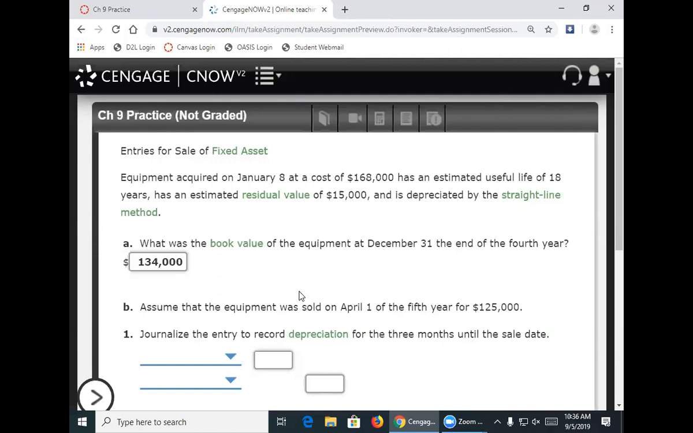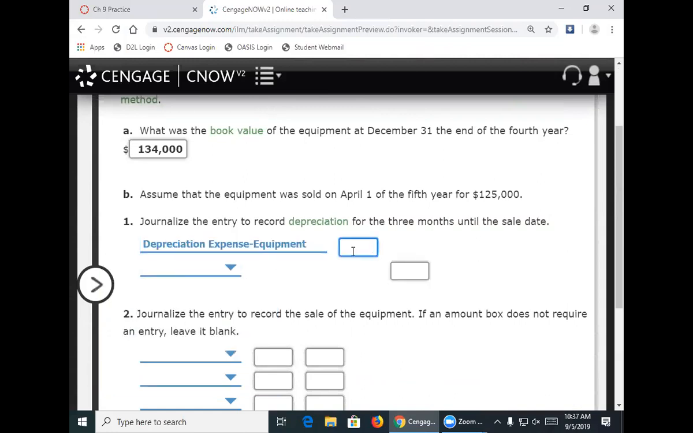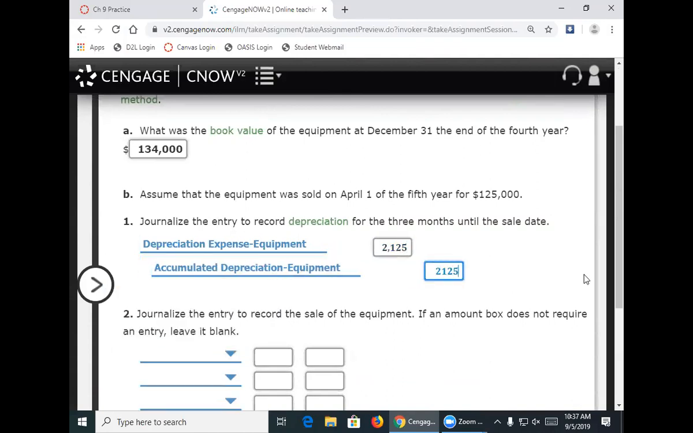So we're going to record that 3 months of depreciation. That's just a standard depreciation expense of 2,125, and accumulated depreciation of 2,125.